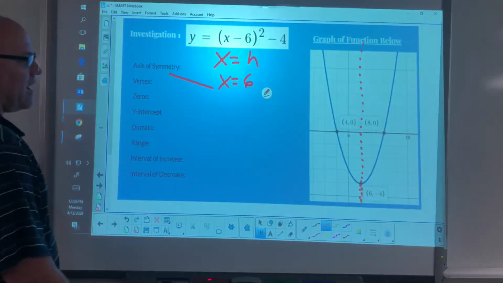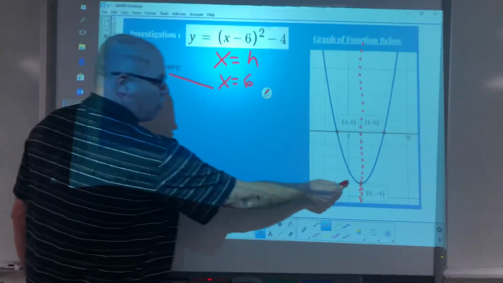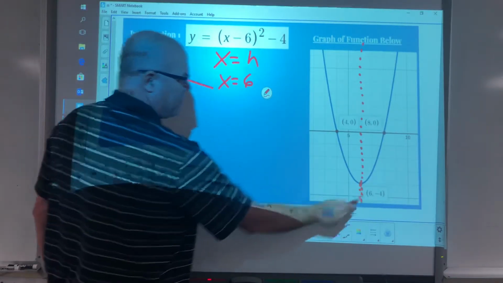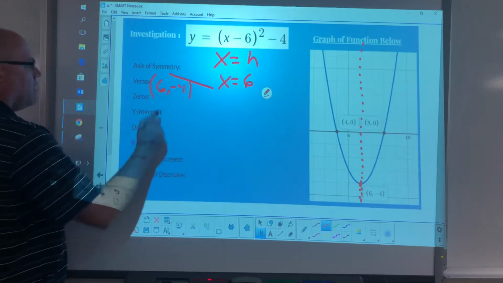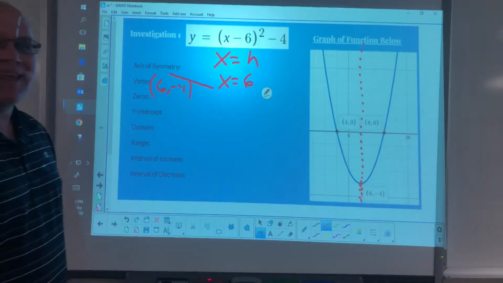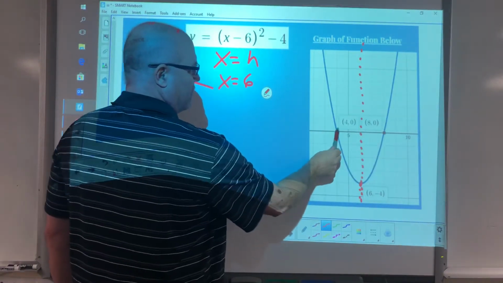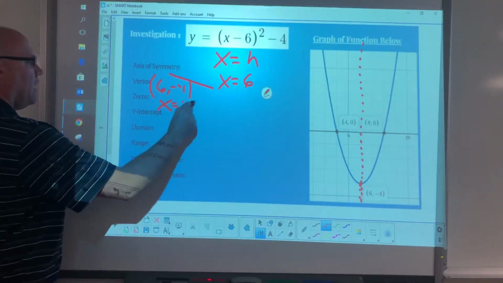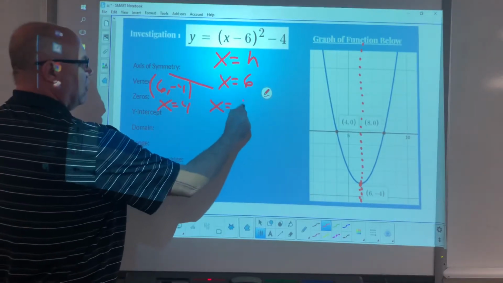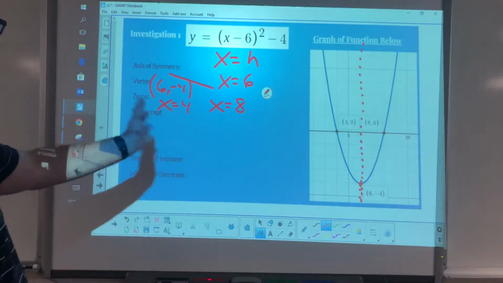All right, the vertex, well, we know from h, k it's 6 comma negative 4, or we can see it here on the graph, 6, negative 4. Okay. Zeros, again, those are the x-intercepts, and so we just have to give the x value. So here are the two values. You can tell me x equals 4, and you can tell me x equals 8. I don't need the full ordered pair for the zeros. You just give me the x value.